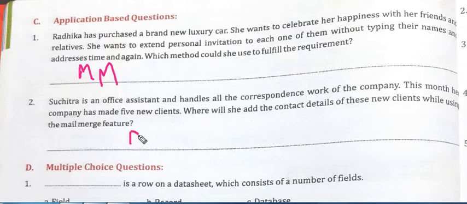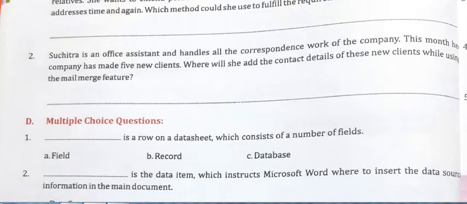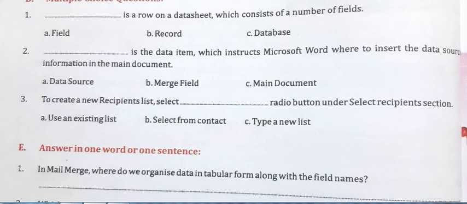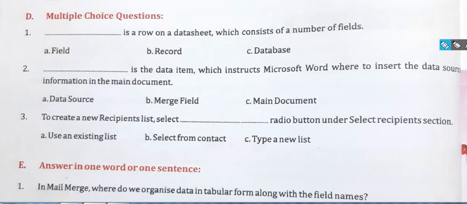She will add it in the data source, because the data source is the place where all the data is maintained, meaning records are maintained. So the new clients have been added, so the record of this will be maintained in the data source, so that whatever letter they type can be sent to them also, right? Now next is multiple choice questions. Okay, multiple choice questions.